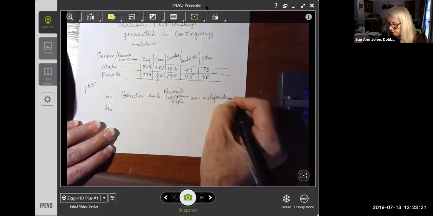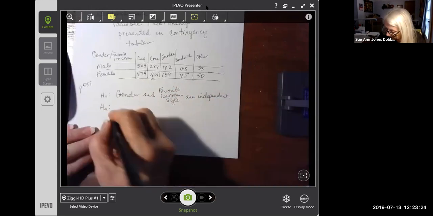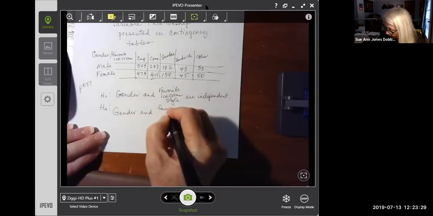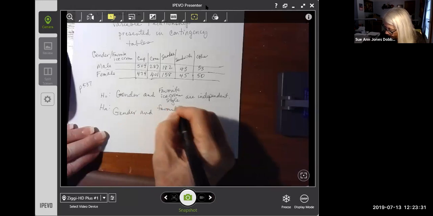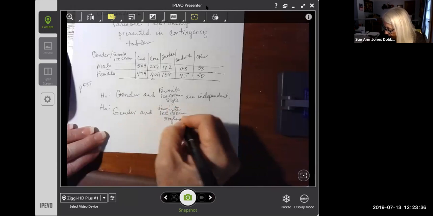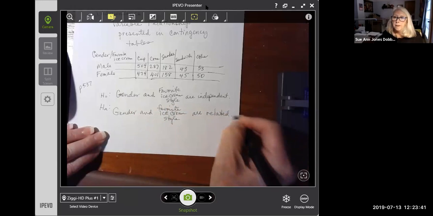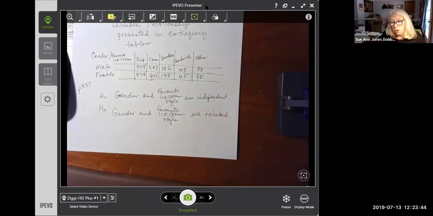And then the alternative hypothesis is that your gender and your favorite ice cream style are related or dependent. I prefer the word related. Okay? So those are the two hypothesis statements. And again, your decision will be either to reject the null hypothesis or to fail to reject it.